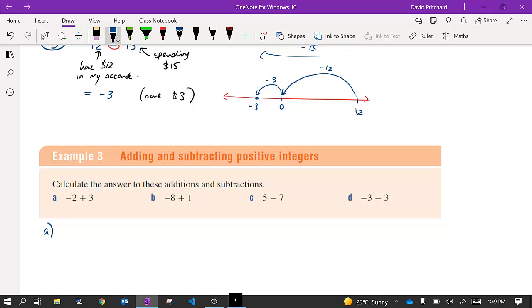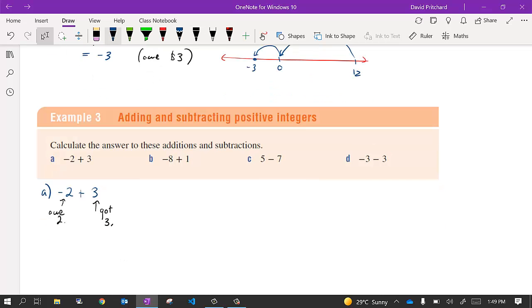We've got -8 plus 1. We've got 5 take 7, and -3 take 3. All right, so this one works out nicely. We've got -2 and plus 3. So the idea is that I owe $2 and I've got 3 coming in. So if I'm in debt 2, but I get $3, then what we end up with is going 2 backwards, 3 forwards, and we end up with 1 left over.